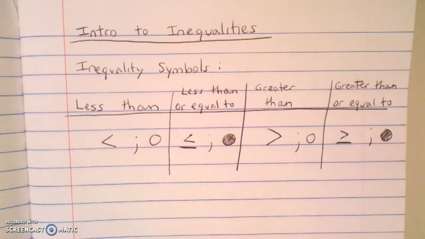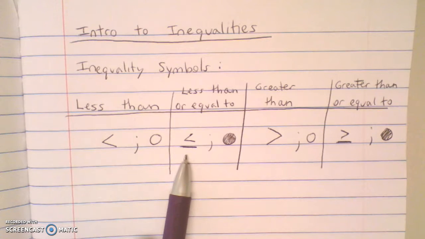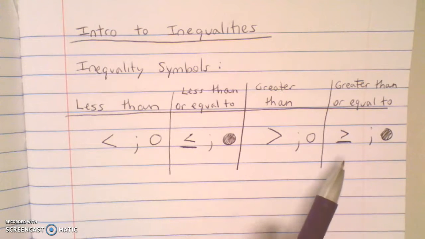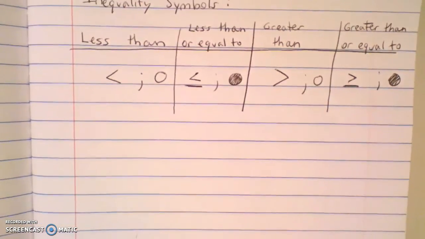So when you read statements that have these, you should be able to interpret them to mean less than, less than or equal to, greater than, or greater than or equal to. And we're going to see some problems on how that works. So let's graph some inequalities with these symbols.